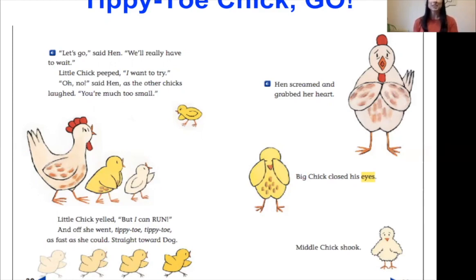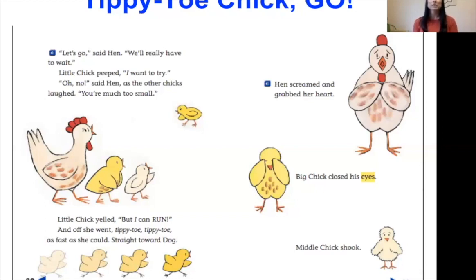So Little Chick takes off to try to help anyway. She runs as fast as she can. And I know that she's running fast because the text uses those words, tippy-toe. But the author also puts the word run in all capital letters. And she runs straight toward Dog, almost like she is challenging the dog.